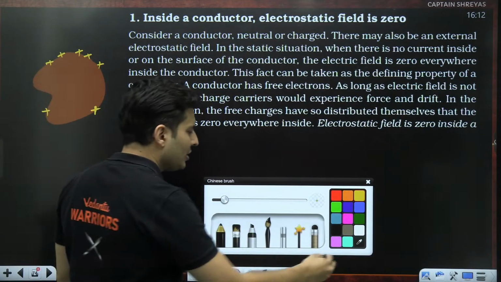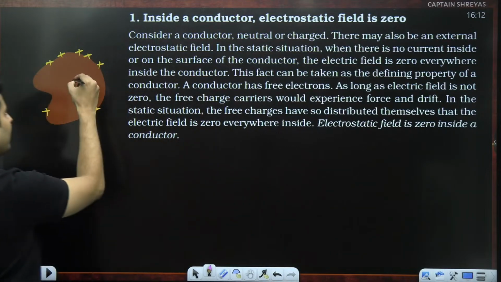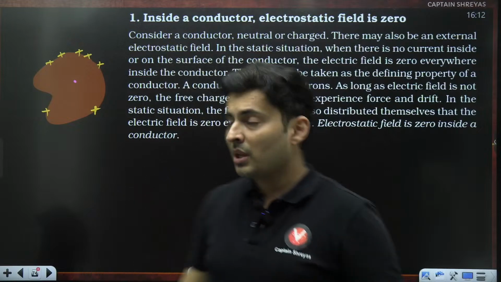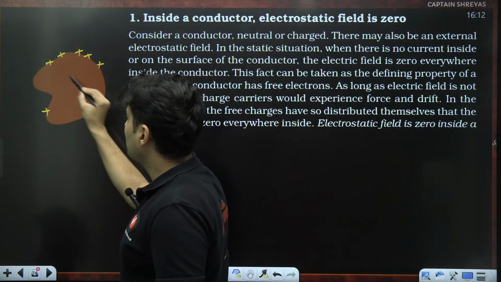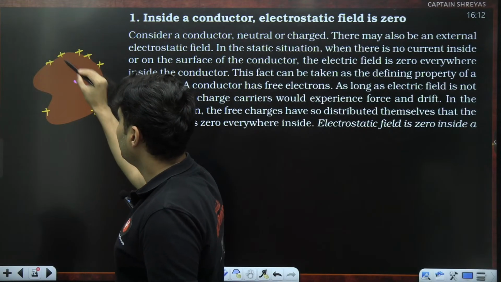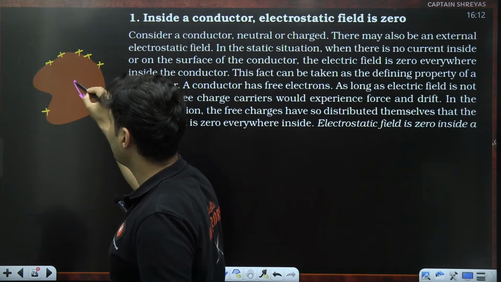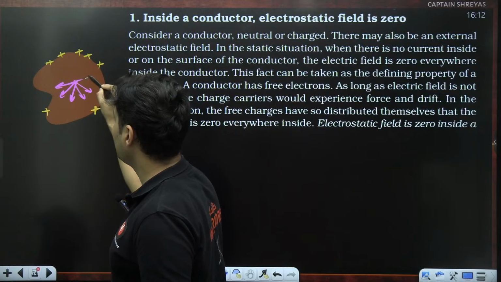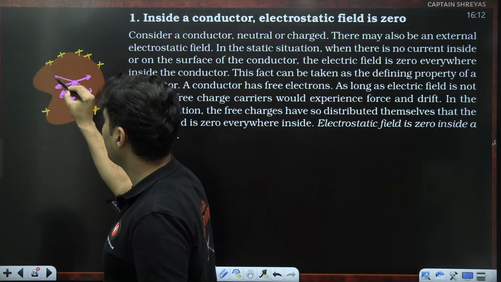Now just imagine you are somewhere inside this conductor. Let's say you take a point here. What will happen? This charge will develop an electric field like this. Each of the other charges will also develop an electric field.